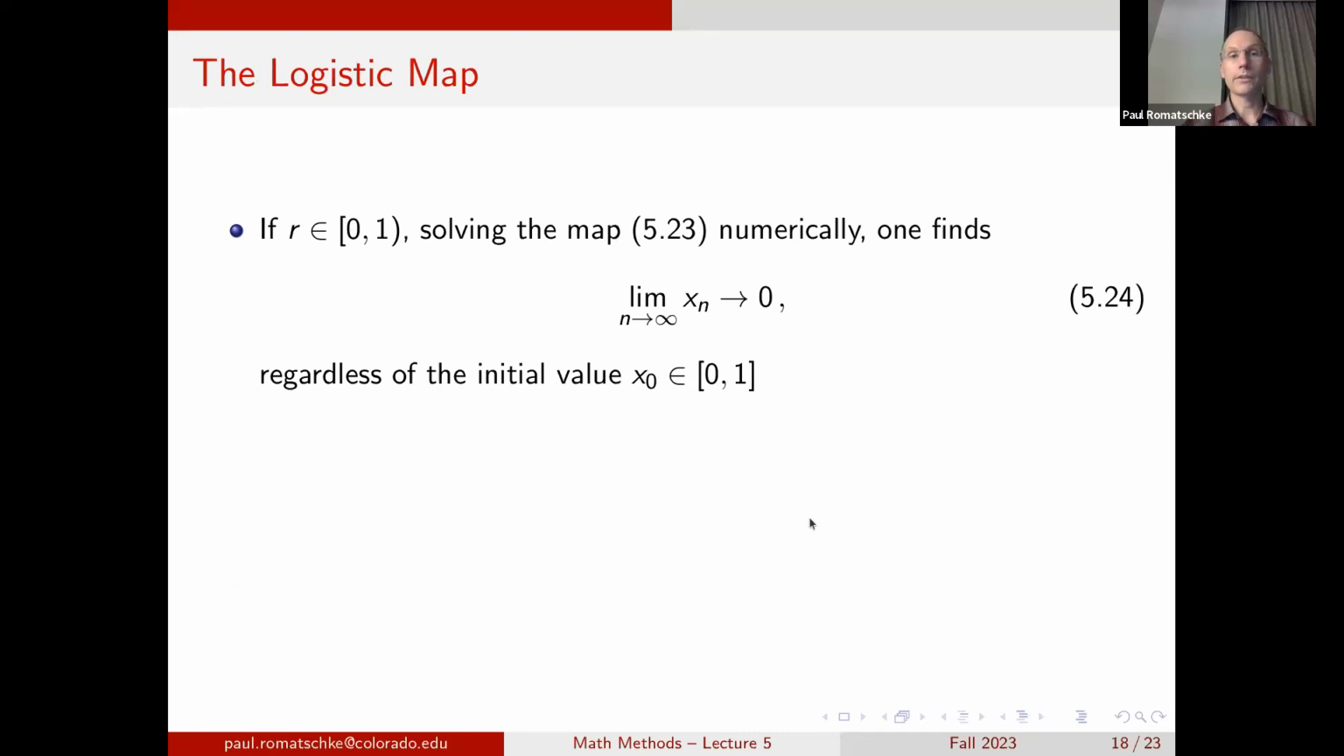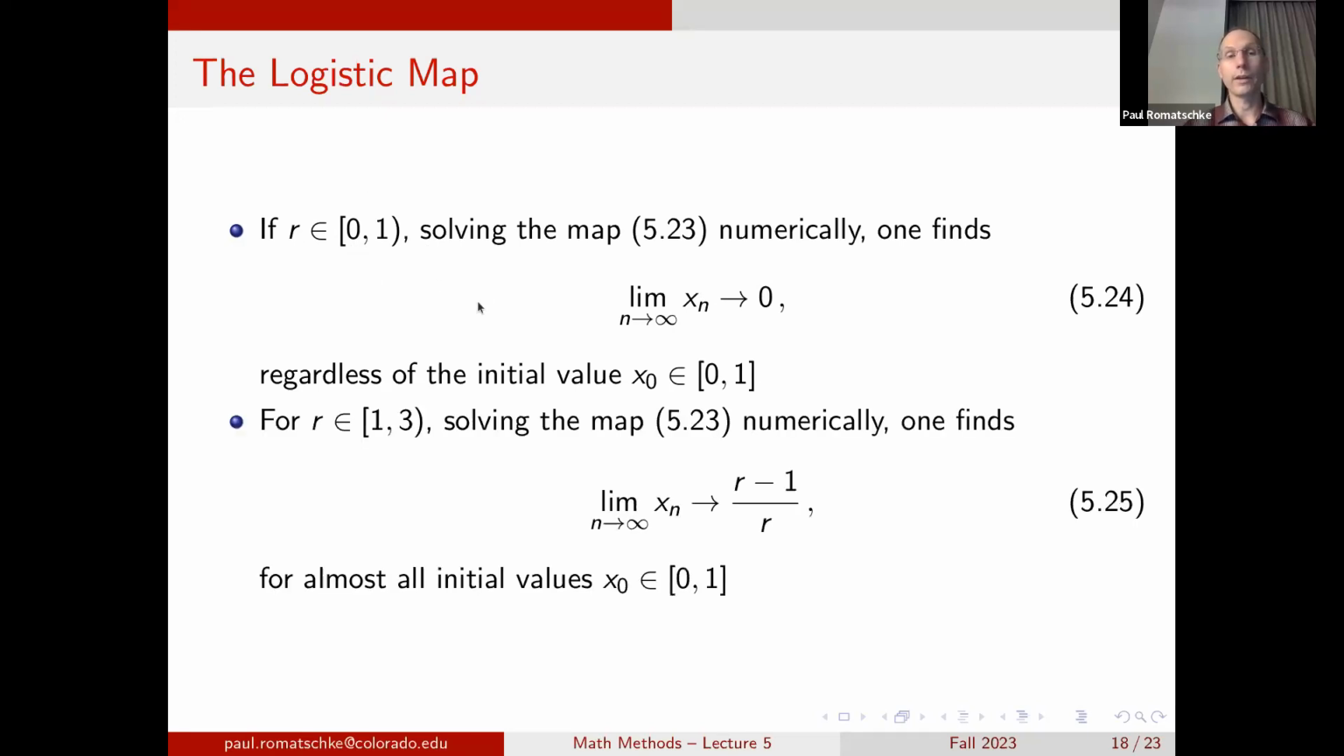We can now discuss what happens to the map for large values of n as we change the parameter r. In particular, if r is from 0 to 1, then we can solve the map numerically, and one finds that regardless of the initial condition, the value of x_n for n tending to infinity always tends to 0. If we then increase the parameter r above 1, from 1 to 3, again solving the map, one finds that x_n goes to a limiting value that's non-zero. It's given by (r minus 1) over r for almost all values of the initial conditions.